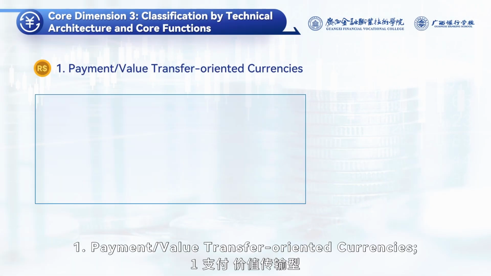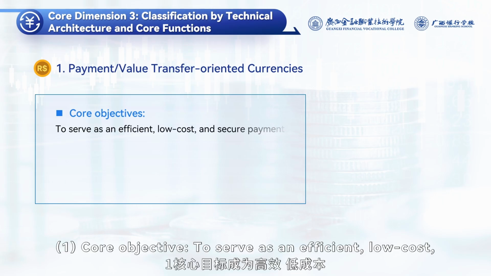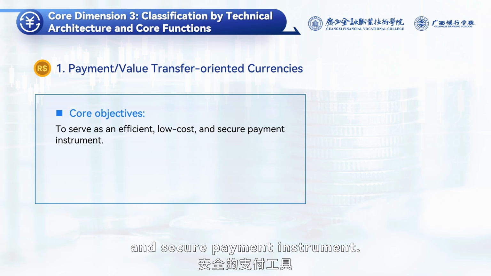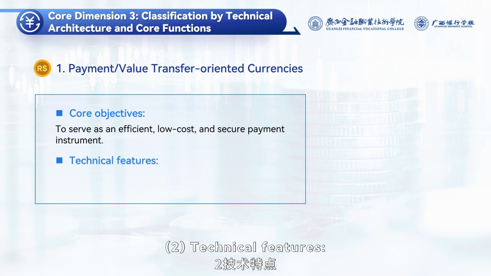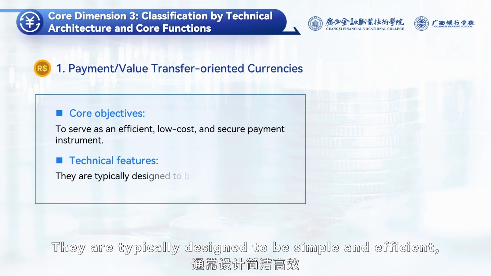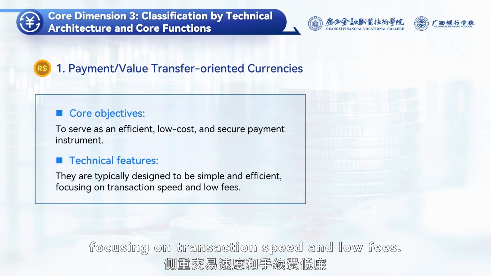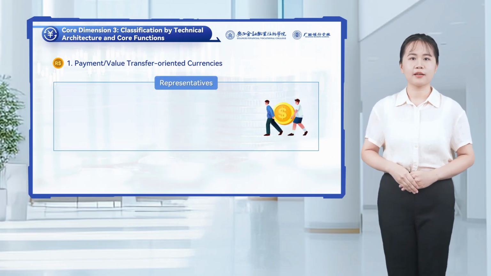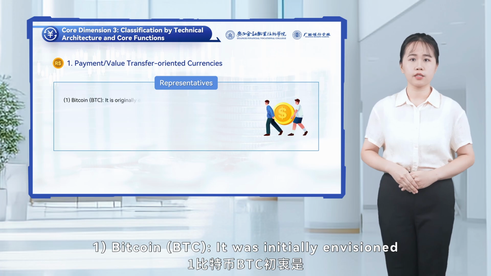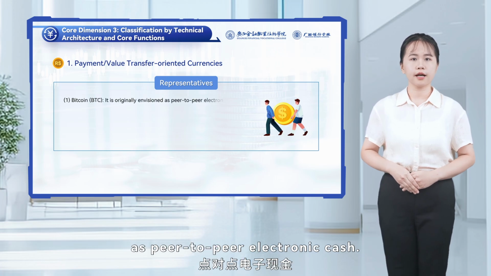1. Payment and value transfer-oriented currencies. 1. Core objective: to serve as an efficient, low-cost, and secure payment instrument. 2. Technical features: they are typically designed to be simple and efficient, focusing on transaction speed and low fees. 3. Representatives. 1. Bitcoin. BTC was initially envisioned as peer-to-peer electronic cash.